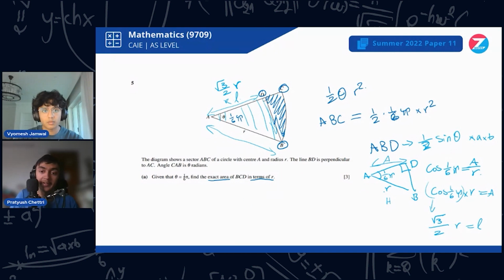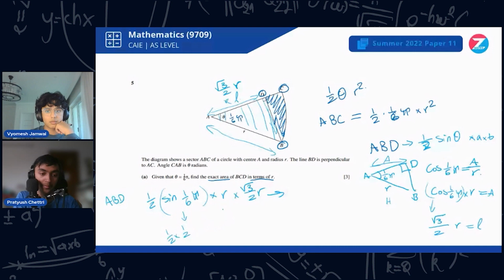Now I can get the area using half sine theta. The area of ABD is half sine theta, which is 1/6 pi, times side length 1, which is r, times side length 2, which is square root 3 by 2 r. That comes out to r times r, which is r square. Sine of 1/6 pi comes out to a half. So half times half is a quarter, times square root 3 over 2.